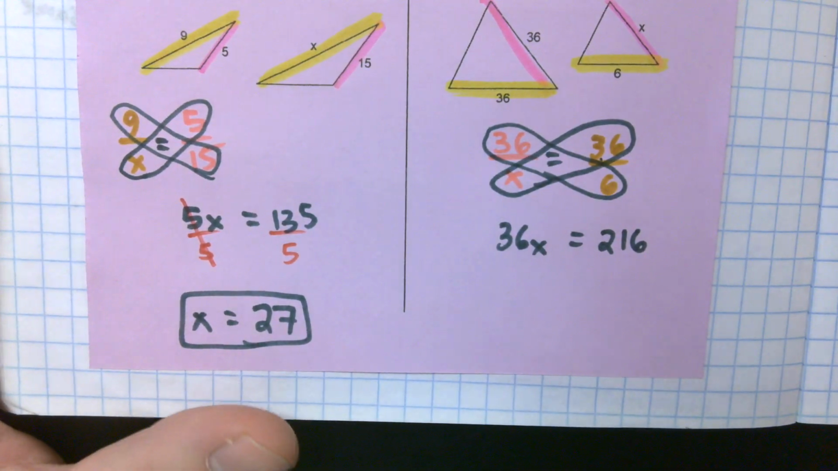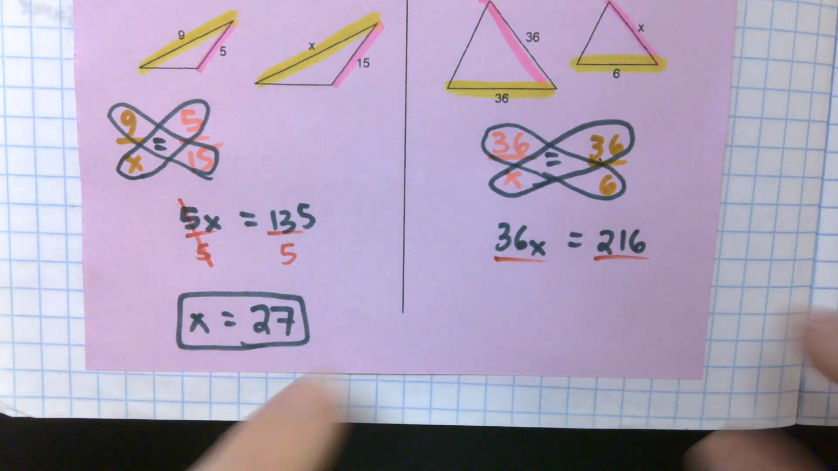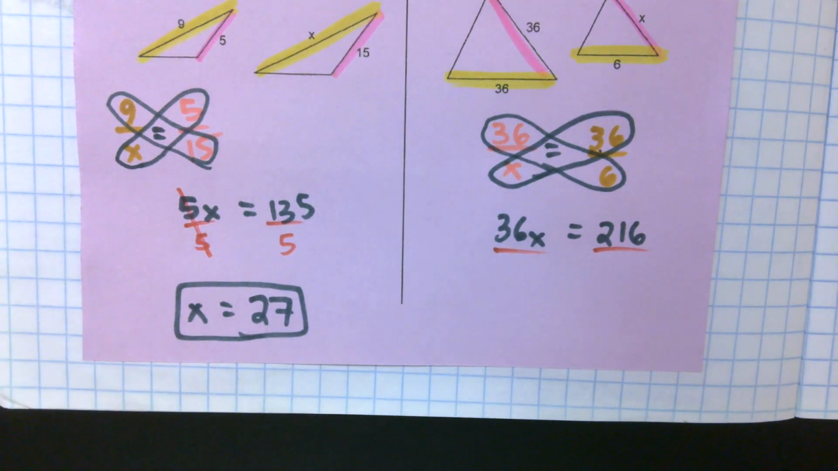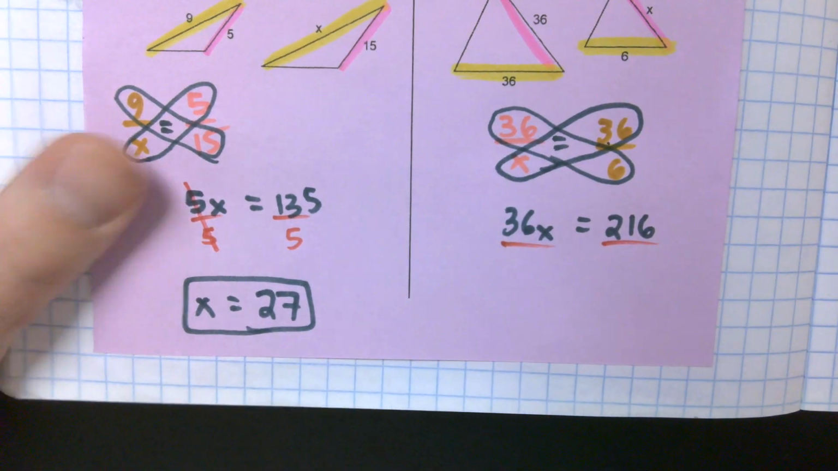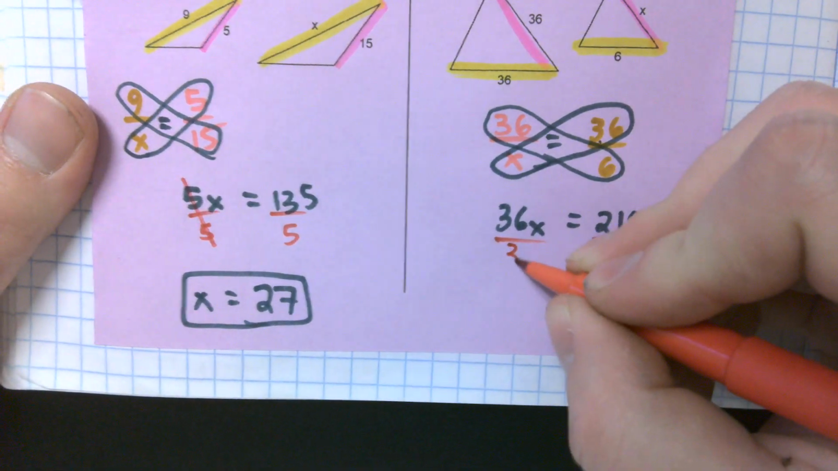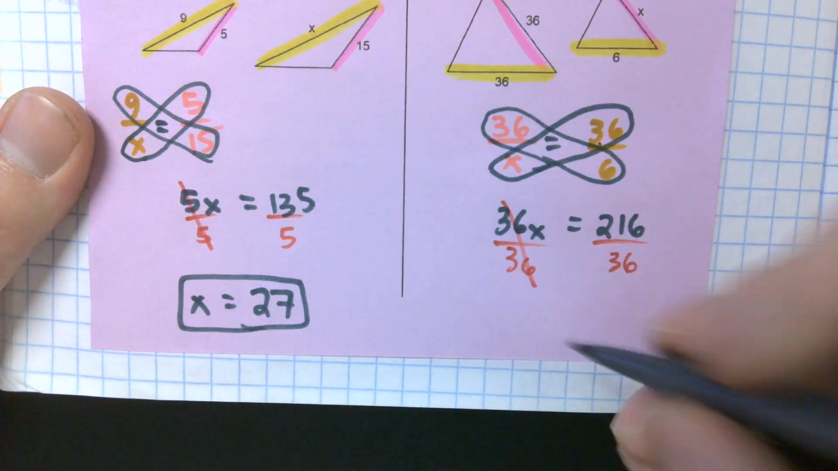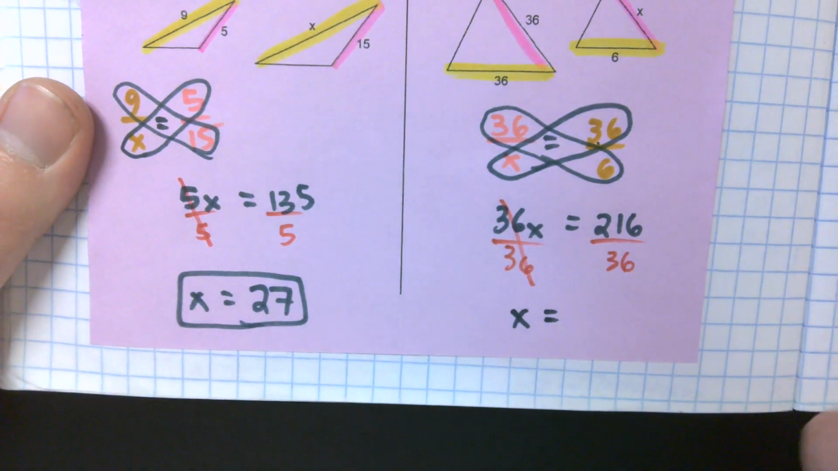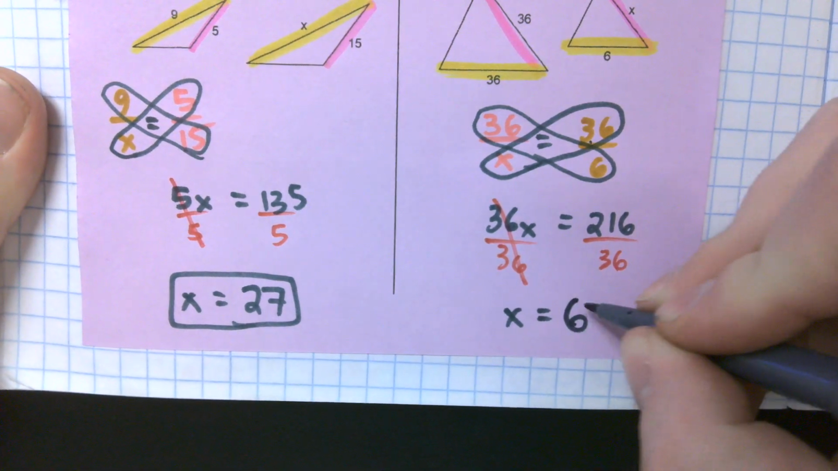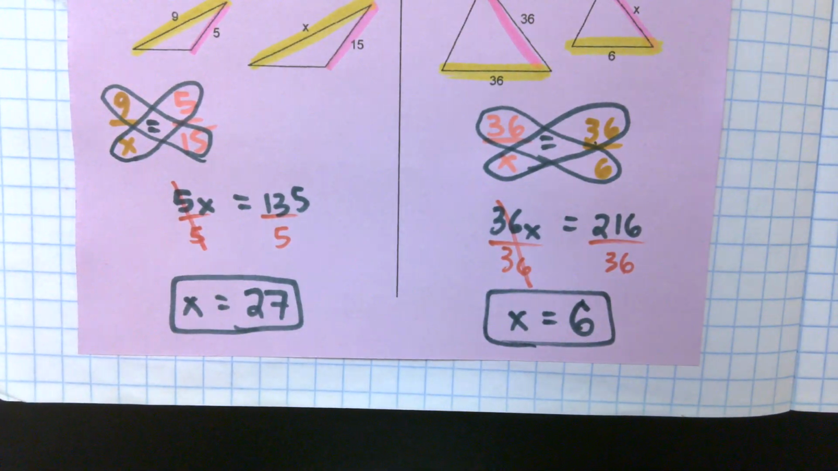Hakeem, what am I going to divide both sides by? What do I divide both sides by to get x all by itself? Yeah, 36. My 36s go away. How many times would 36 go into 216? 6 times. There we go.